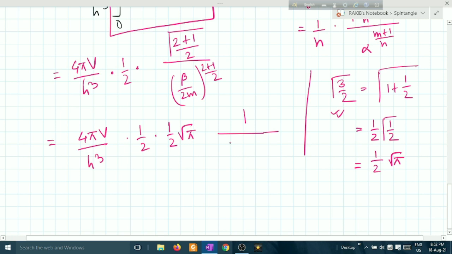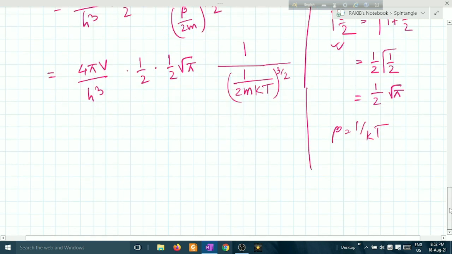Okay, so I am putting the value of beta from this thing, therefore it will become 2m kt to the power 3 by 2. And what is beta? Beta is 1 upon kt, where k is the Boltzmann constant. That means from this formula this 2 goes with this 4, and this pi and this pi become pi to the power 3 by 2, and here it is V upon h cube.